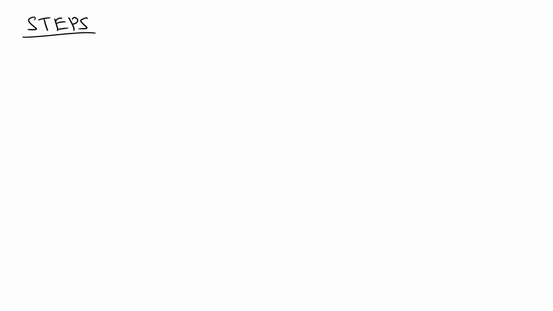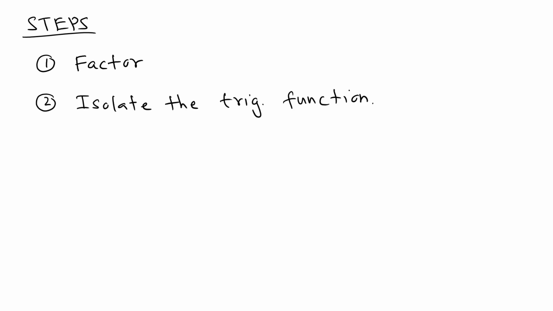So a general problem has 5 steps. Let's look at those steps. What we normally do, if we get a problem like that, is first we factor. After we factor, we set each factor equal to 0, and after that we can isolate. So we set each factor equal to 0 and isolate the trigonometric functions.